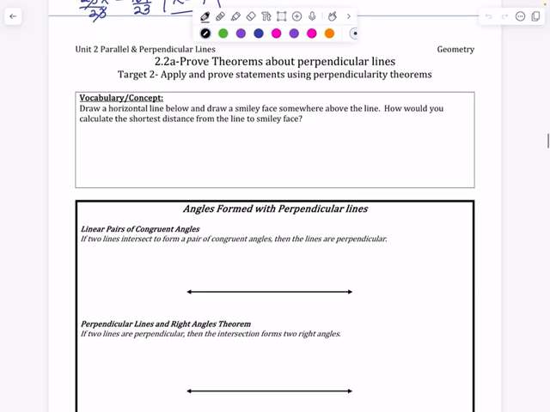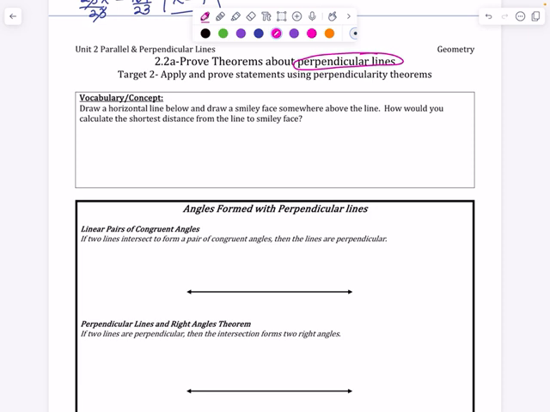So we're going to move on to these video notes. 2.2A, proving theorems about perpendicular lines. We are actually not going to prove anything. I'm just going to give you some theorems. We focused on parallel lines and angle pairs in the first section.